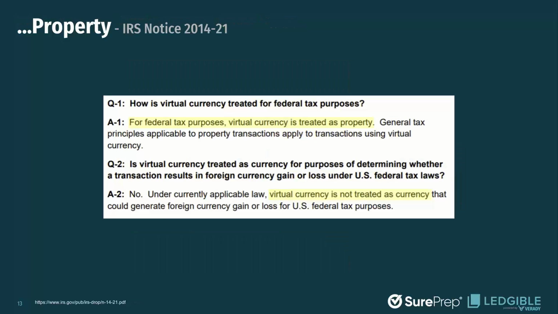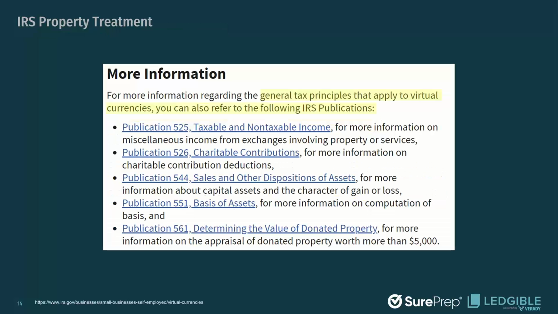The key, though, is that from an IRS perspective, it's property. If you look at IRS Notice 2014-21, which is a key one in the crypto world, they're very clear that it's not currency, it's property. And because it's treated as property, all the typical tax treatments around property come into play.